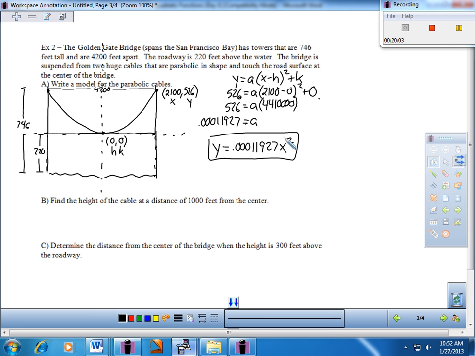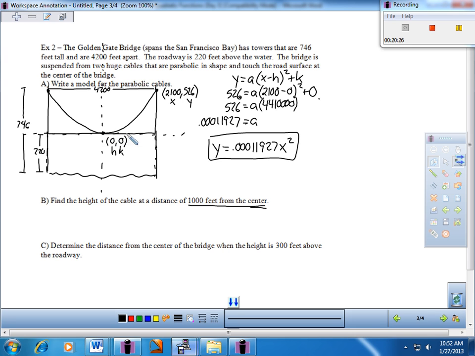Okay, letter B then. Find the height of the cable at a distance of 1,000 feet from the center. All right, so in this case, I'm going to underline this piece. Always want to be careful about how it's phrased. 1,000 feet from the center, so let's start here. If it said 1,000 feet from the tower, that would be different. We would be coming in from the tower 1,000. In this case, though, we start at the center and go either left or right 1,000 feet.